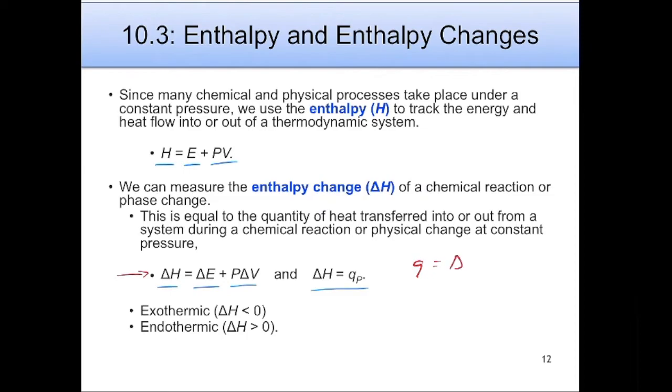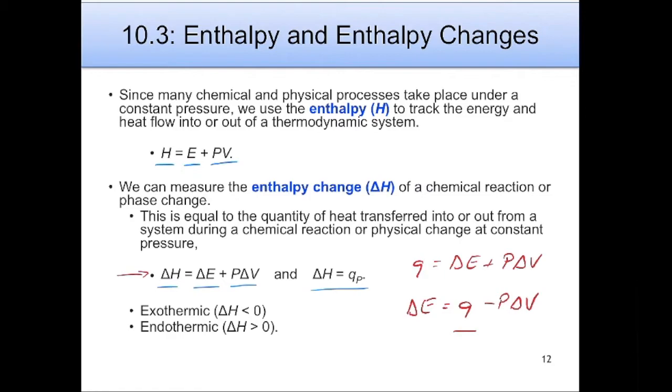Q equals delta E plus P delta V, right? We already have an equation that uses these terms. Let's just rearrange it so we can see what we had before. Delta E equals Q minus P delta V, right? So in this case, we're just essentially replacing the Q with our delta H, and this is valid as long as we're at a constant pressure. Now, we talked previously about exothermic and endothermic reactions, and that is related to this enthalpy term.